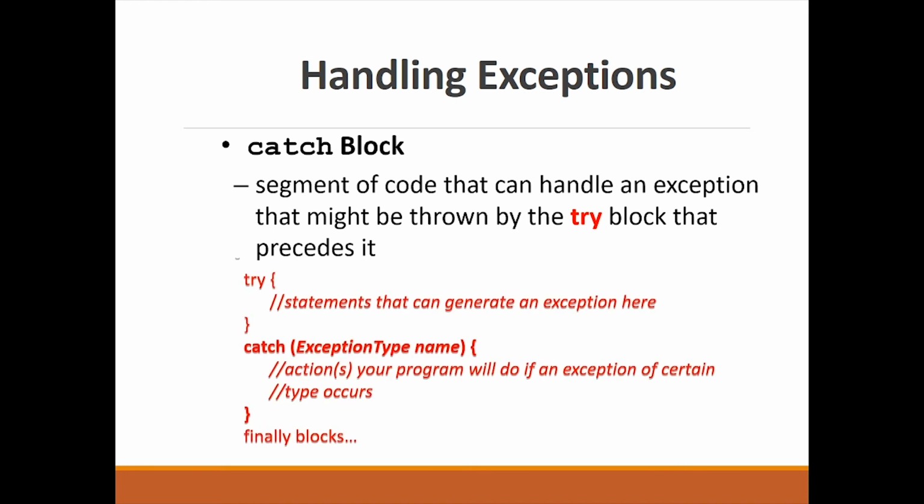So for example, here as you can see, we have our try followed by the catch. As you can see on the comments, these are the actions your program will do if an exception of a certain type occurs. You also have to take note that on catch we have to write the exception type and its name. Usually we just write Exception followed by a name, for example just the letter e. So it's just catch, open, Exception, space e, and then close.